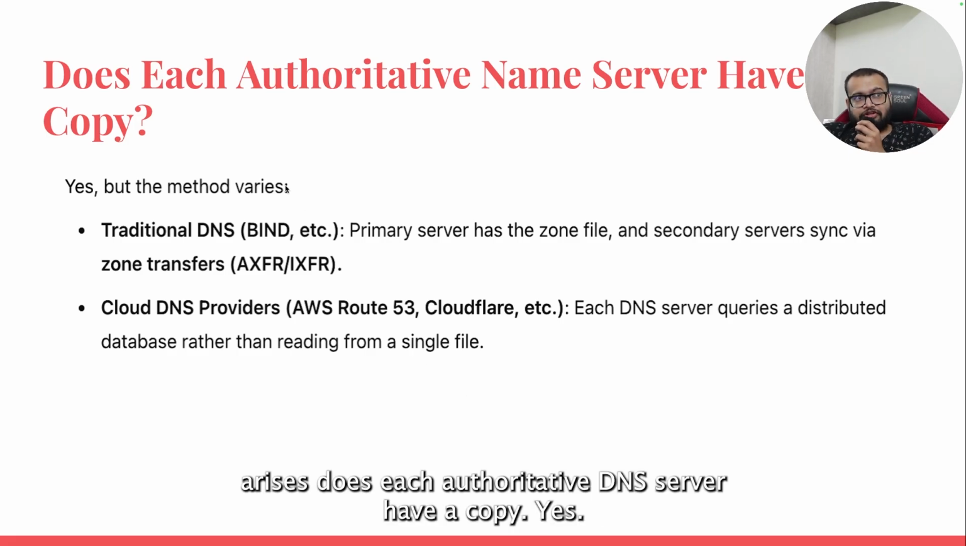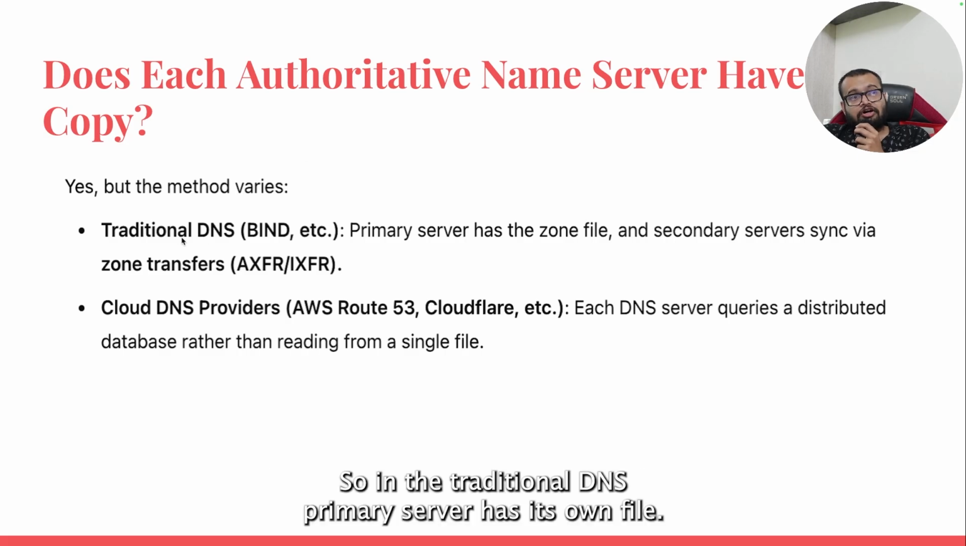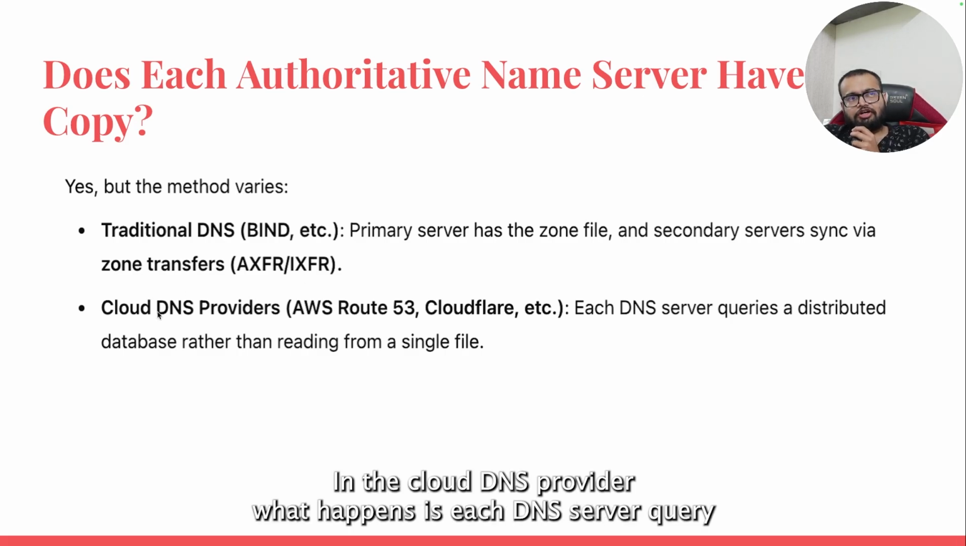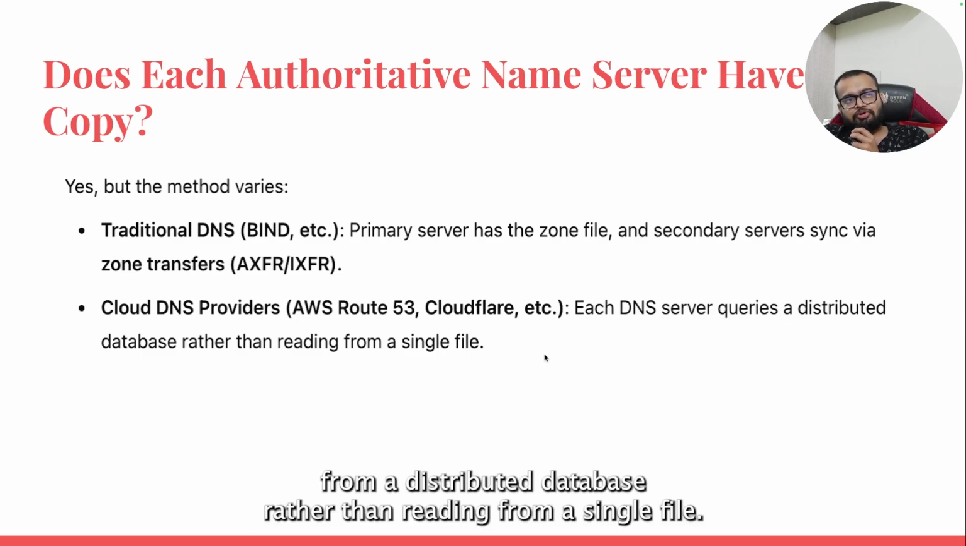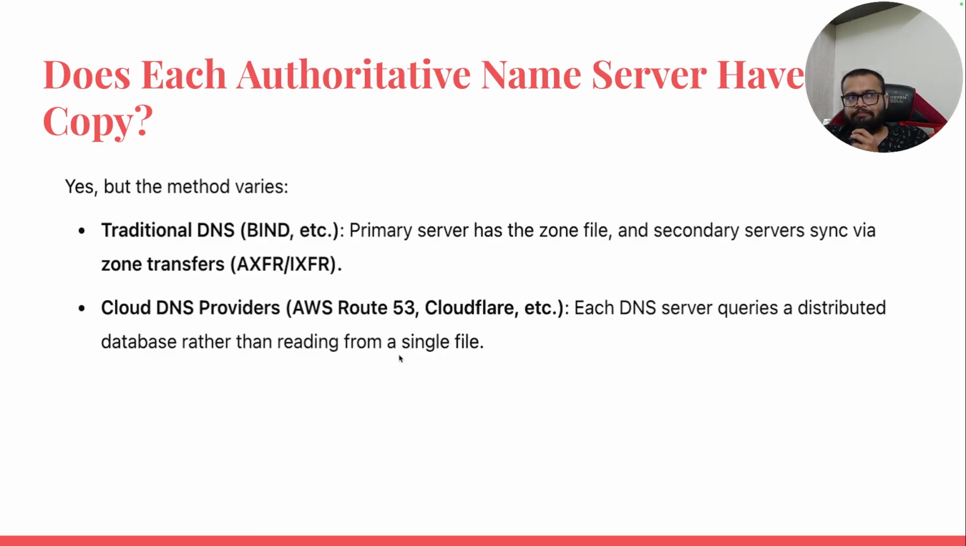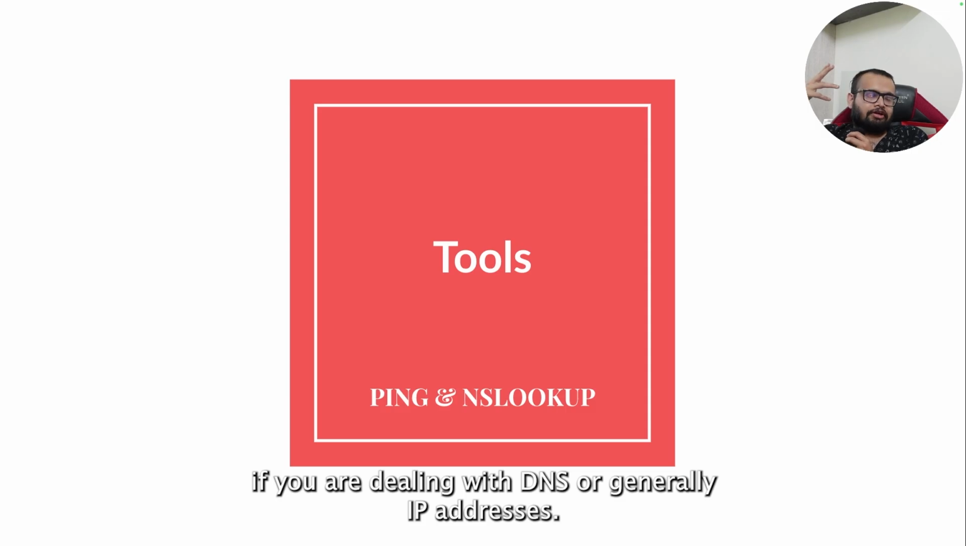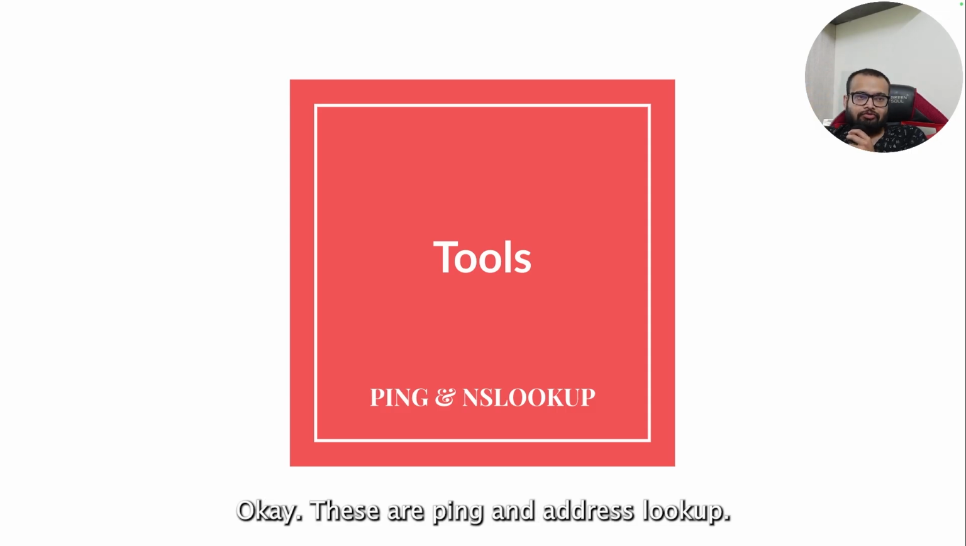So now the question arises: does each authoritative name server have a copy? Yes. In traditional DNS, the primary server has a zone file, and the secondary server syncs it via zone transfer. We will read about zone transfer later. In a cloud DNS provider, each DNS server serves queries from a distributed database rather than reading from a single file. There are some interesting tools you need to know if you are dealing with DNS or generally IP addresses. These are ping and nslookup.